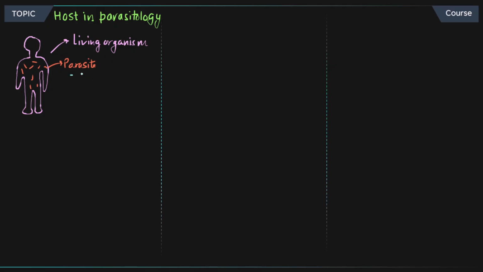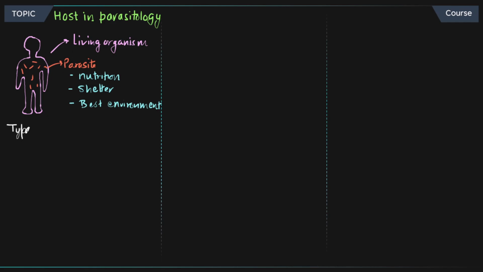The first point is nutrition. It requires food for its survival. Second is shelter, because the parasite also requires some sort of space. And then best environment. Inside the host, the parasite gets the best environment for its survival. In addition to that, it also causes a lot of harm to the host.